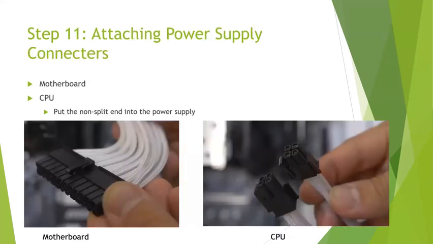Next up, we're going to attach some of our power supply connectors, which are the motherboard and the CPU. This is again a situation where you just make sure everything is in the right direction and you plug each thing from the power supply into its designated spot. One important thing to mention about the CPU, however, and you can see it here, is that the CPU power supply connectors are actually split. It's only split on one end. So you'll want to make sure that the split end goes into the motherboard and the non-split end will go into the power supply.